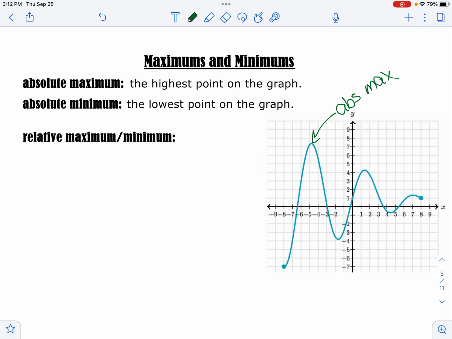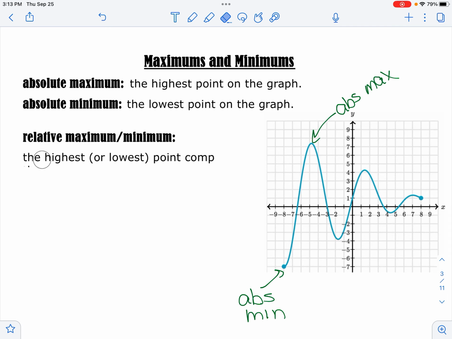The lowest point on the graph is your absolute minimum, okay? So this is my absolute minimum. We also have something that is referred to as relative maximums and minimums. And the definition for that is this: this is the highest or lowest point compared to the points that are close to it or right around it.